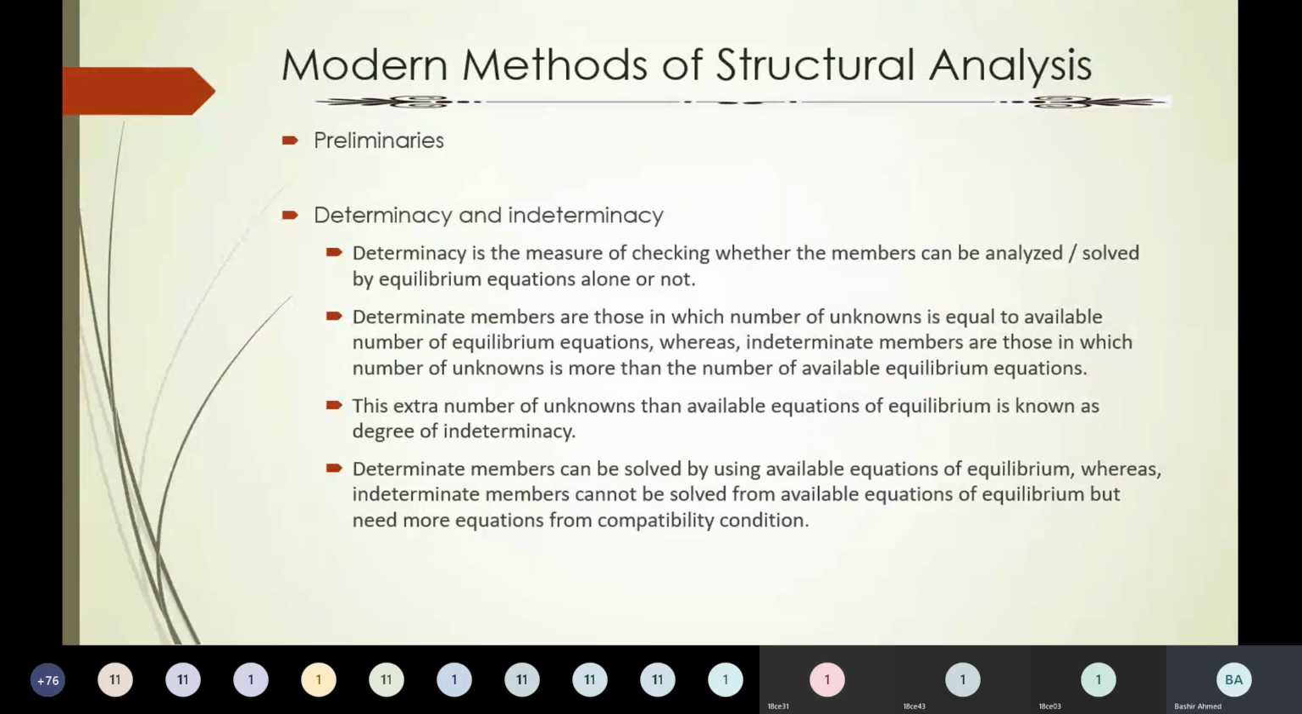This we will study in structural analysis. Determinate members of group.